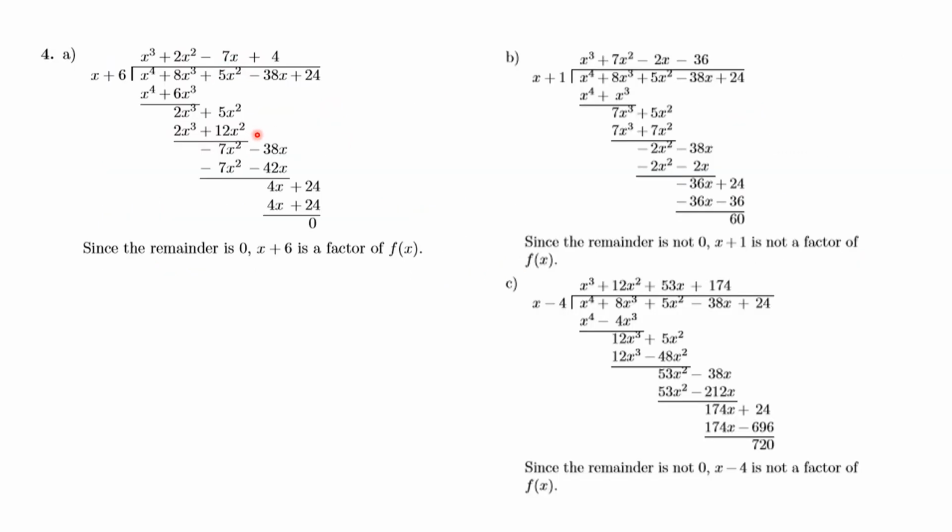So you see, when we divide, and we want to determine whether each of these is a factor of f, x to the 4th plus 8x cubed plus 5x squared minus 38x plus 24, we get a remainder of 0. That means that x plus 6 is a factor of f of x. Over here, when we divide x minus 4 into the same f of x, we do the work and we get 720. Since the remainder is not 0, that means that x minus 4 is not a factor of f of x.